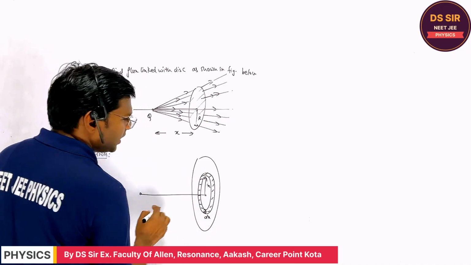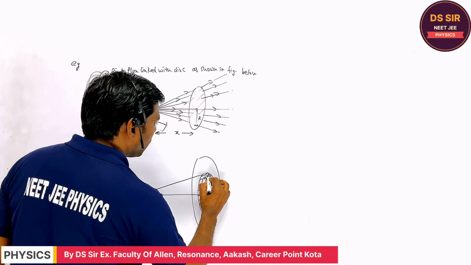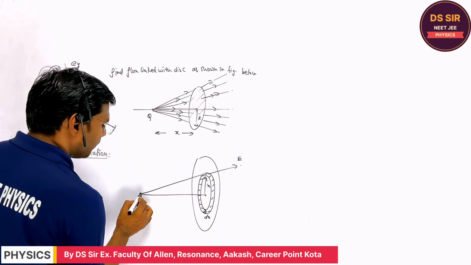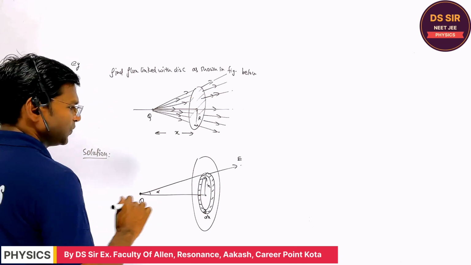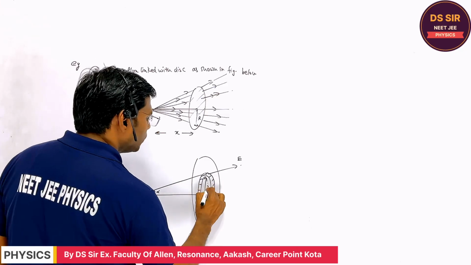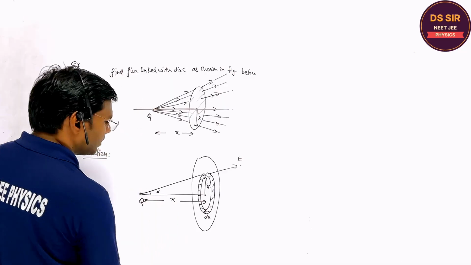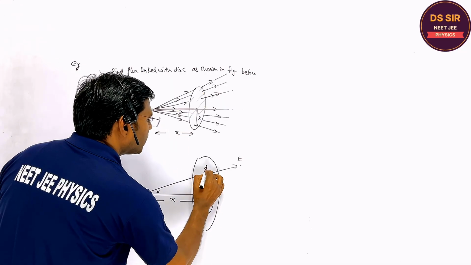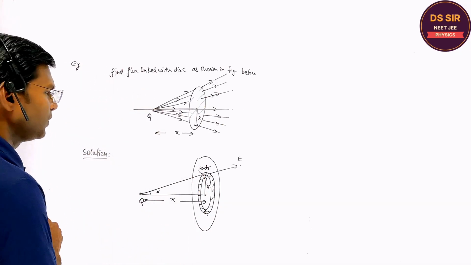So for this ring, this is the charge q. At every point, the electric field is what? Assume this angle to be alpha. You may assume this is the distance r, because this separation is given as x. And the width of this small ring is dr.